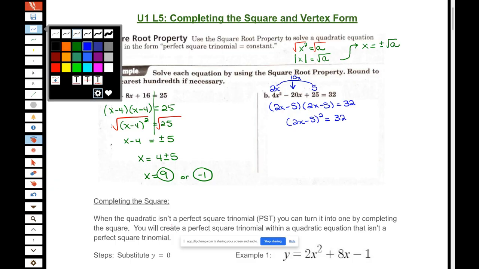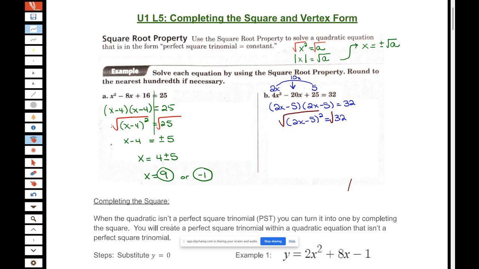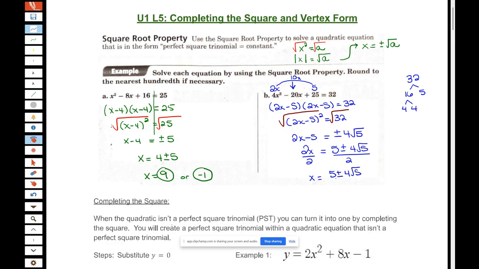So now I do my square root property on both sides. I get the square root of 2x minus 5 squared, which is 2x minus 5, equals plus or minus the square root of 32. 32 is 16 times 5, so it's going to be plus or minus 4 root 5. Okay, then I'm going to need to add my 5 over to the other side, and then divide everything by 2. So x equals 5 plus or minus 4 root 5 over 2.